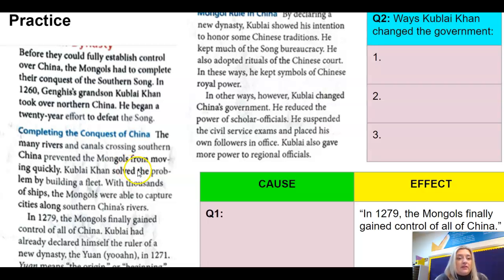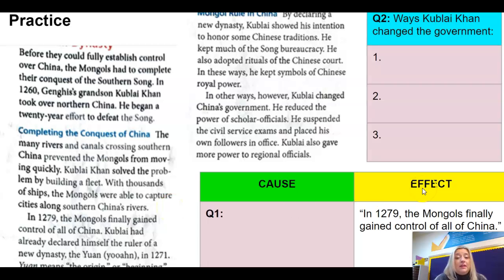The many rivers and canals crossing southern China prevented the Mongols from moving quickly. Kublai Khan solved the problem by building a fleet. With thousands of ships, the Mongols were able to capture cities along southern China. In 1279, the Mongols finally gained control of China. Kublai Khan had already declared himself the ruler of a new dynasty, the Yuan, in 1271. Yuan means the origin or beginning.